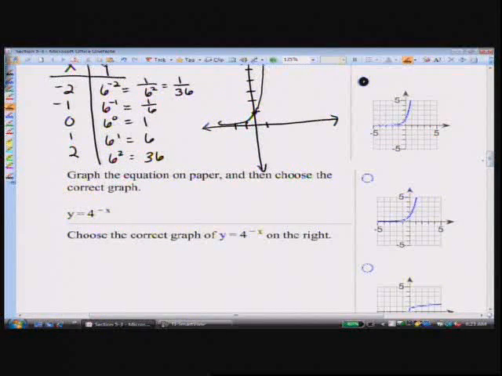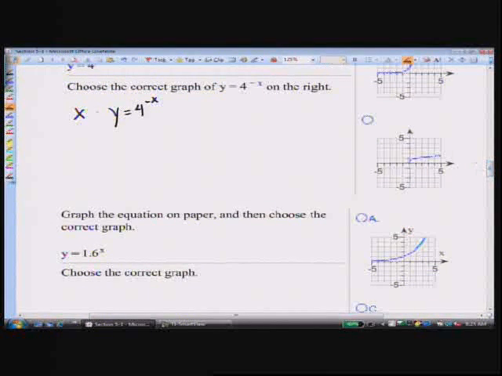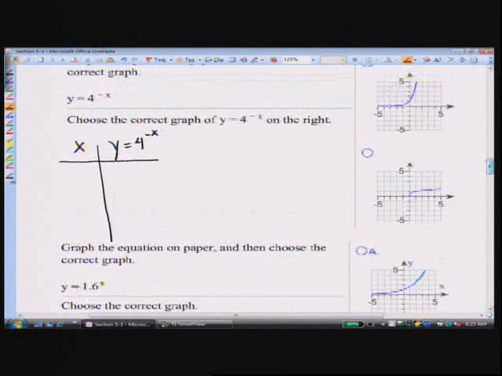Let's try this one. Y equals 4 to the -x. Now, it's a little bit trickier because you have to deal with the negative, but you can handle it. You'll see that the graph is actually pretty similar. It just goes the different direction. Okay, so we'll do points again. -2, -1, 0, 1, 2.